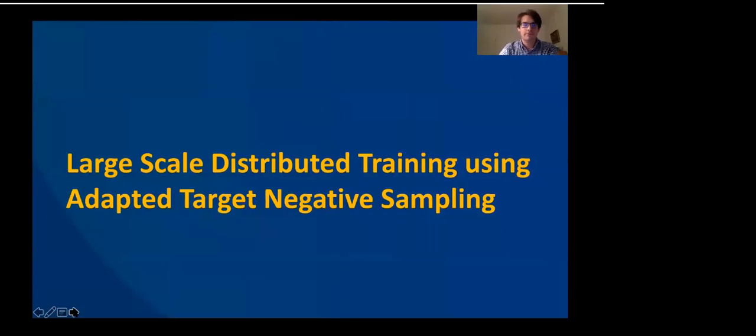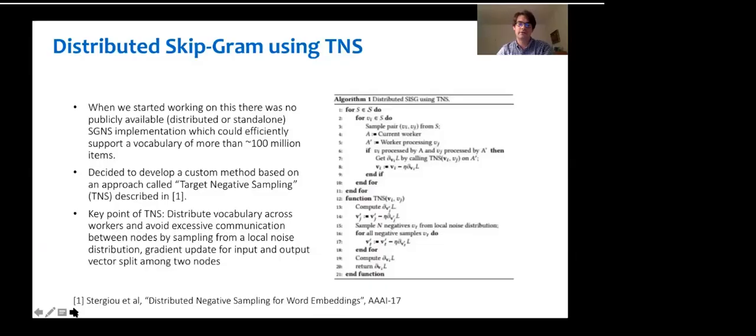Now let's talk about what makes this actually possible in production, and that is distributed training using adapted target negative sampling. When we started working on this, we had the problem that there was no publicly available skipgram implementation, at least that we were aware of, that could efficiently support a vocabulary of more than, say, 100 million items. So what we decided to do was implement a custom tool based on an approach called target negative sampling, which is described in the paper referenced here. I think it includes two guys from Yahoo who worked on that.